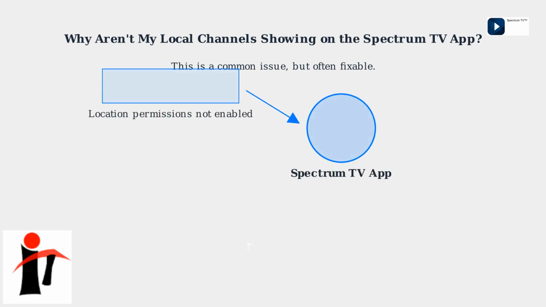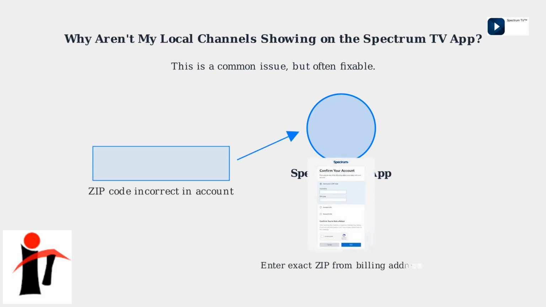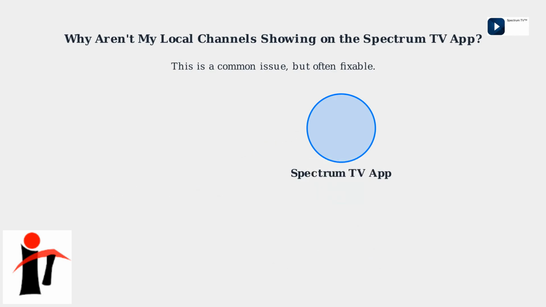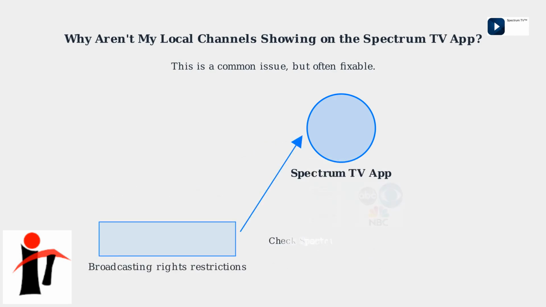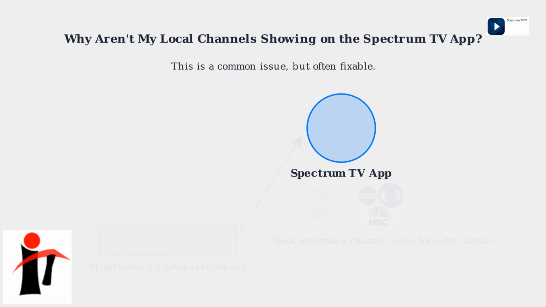The app uses your device's location through GPS, Wi-Fi, and IP address to verify you're within Spectrum's service area. It also cross-checks the zip code tied to your account for billing and content delivery purposes. Finally, local channels like ABC, CBS, NBC are subject to retransmission consent agreements, which can lead to temporary blackouts due to disputes or specific events.